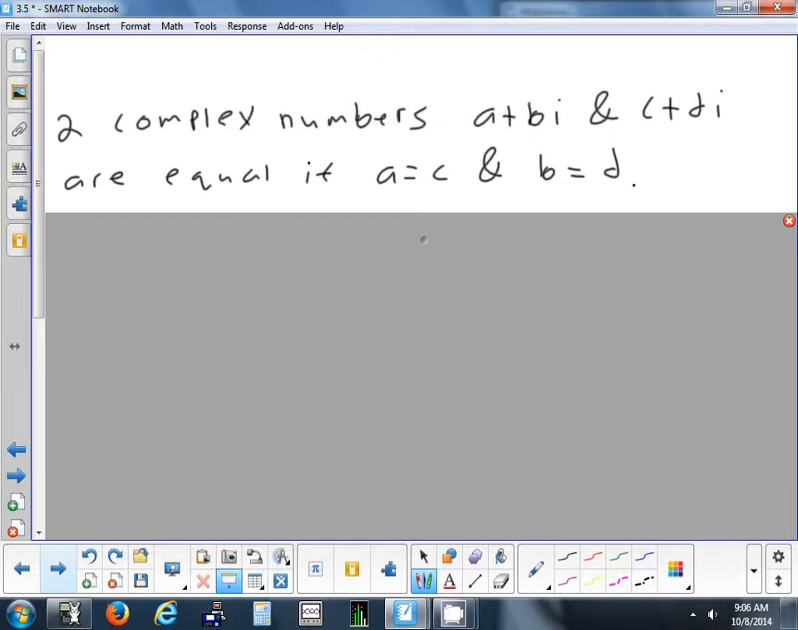So two complex numbers are equal to each other only if the real parts and imaginary parts match. So 3 plus 2i is the same as 3 plus 2i. If you had 3 plus 2i and 3 minus 2i, those aren't the same. Even though the real parts are, the imaginary parts are not. So real parts and imaginary parts have to match.